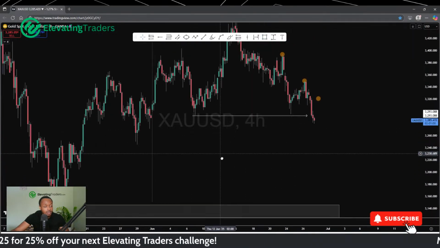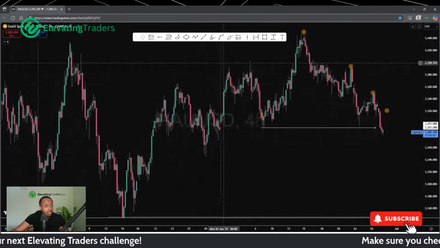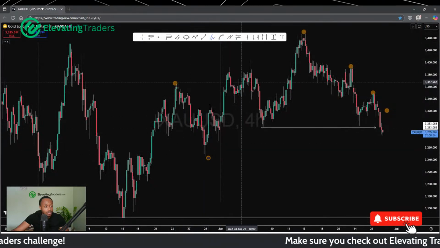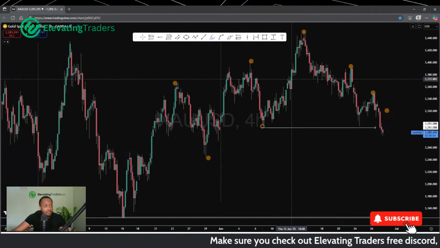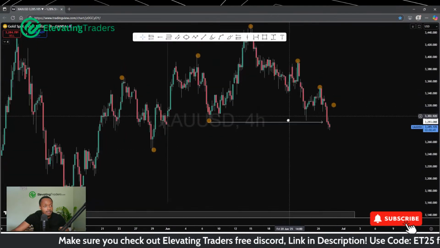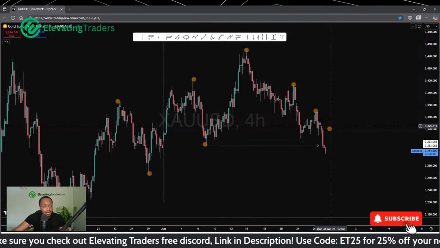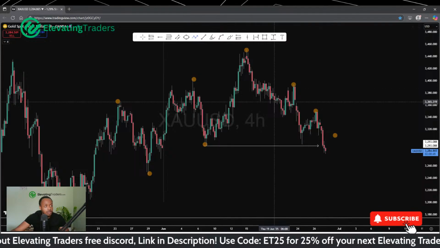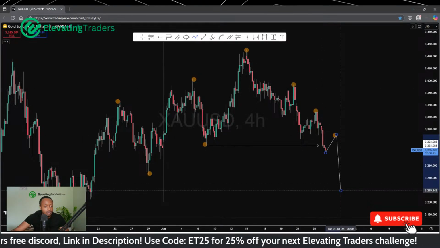And it looks like we are starting to break support, because this was the bullish structure which kept gold bullish on the 4-hour chart. Higher highs and higher lows. Now it looks like that support's about to break. We've already got these low highs here, which to me look like they can still very much continue.